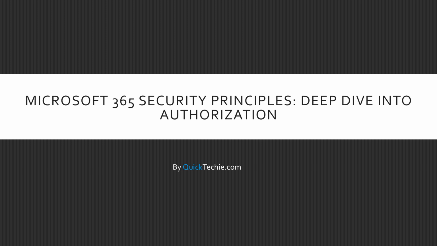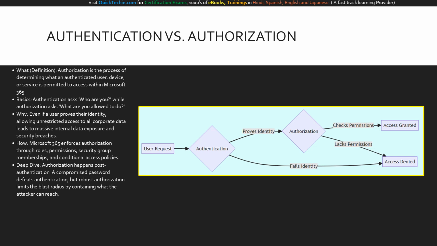Let's get started. To master Microsoft 365 security, you must first understand the hard line between authentication and authorization. Authentication is the bouncer at the front door checking your ID. It answers the question, "Who are you?" But once you are inside the building, authorization takes over. Authorization acts as the locked doors on the individual offices inside. It answers the question, "What are you allowed to do?" Just because you work here doesn't mean you get the keys to the HR file cabinet.